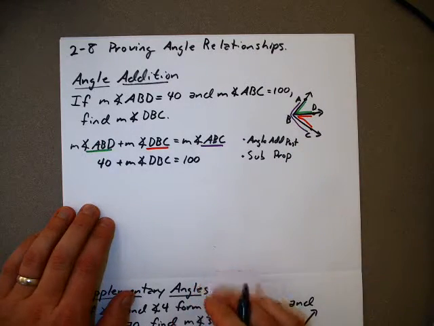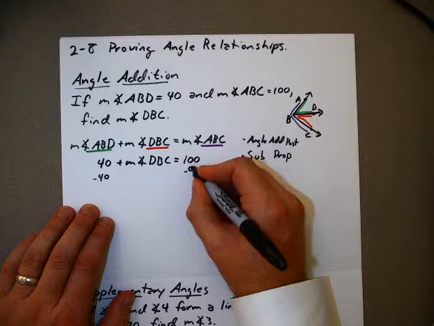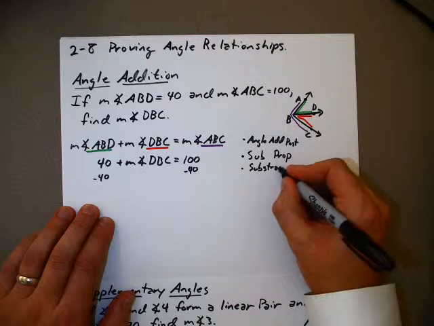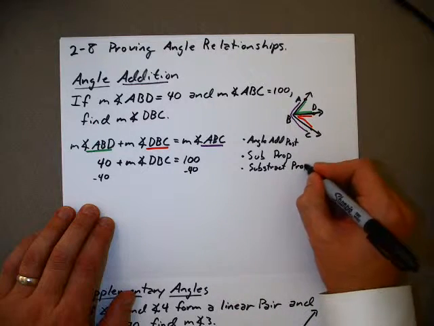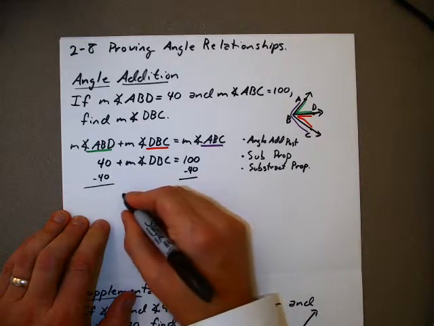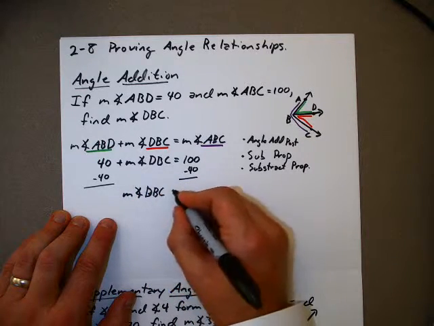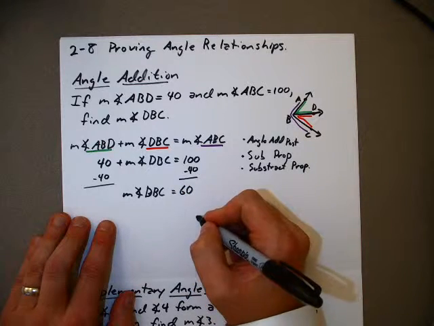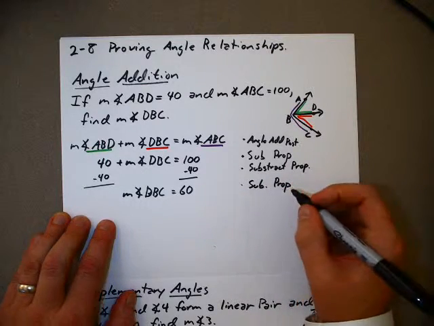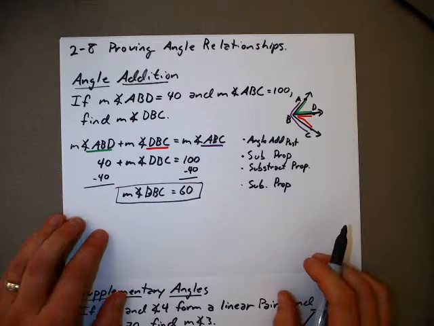And then the next thing we do is we want to isolate this angle, so I'm going to subtract 40 from both sides. And this is the subtraction property. So I'm left with the measure of angle DBC, which equals 60, and that is again substitution. And so we have found the measure of DBC.